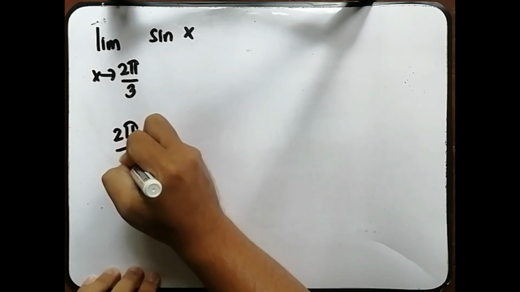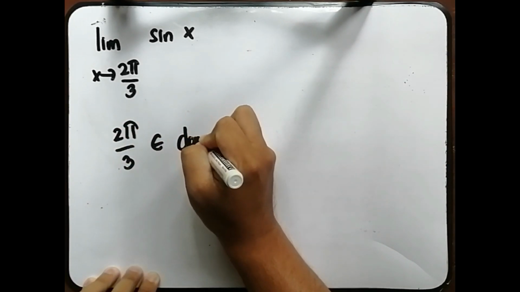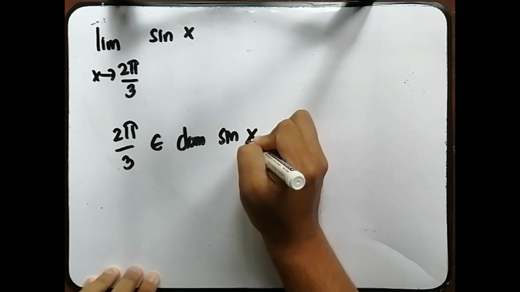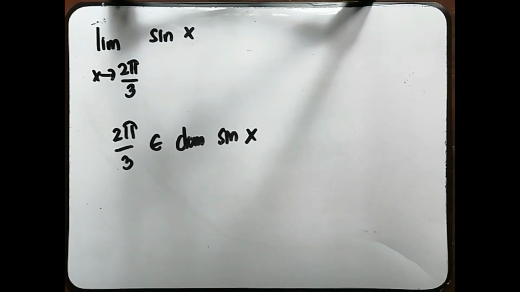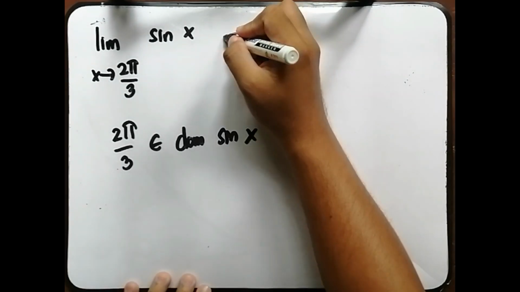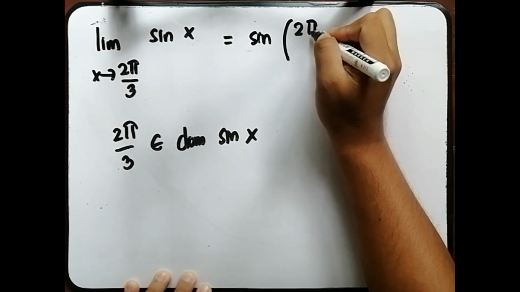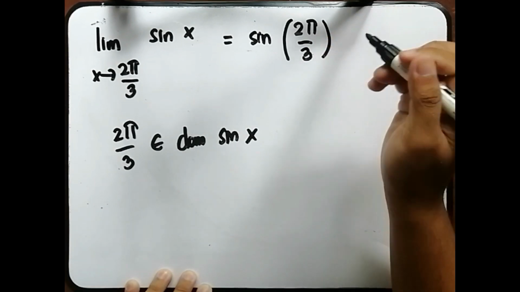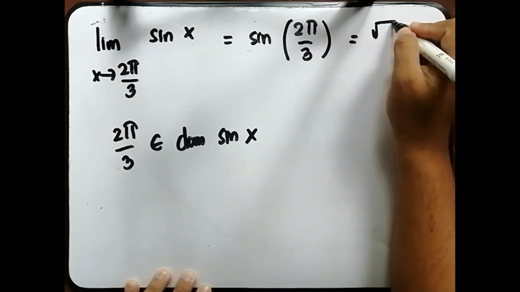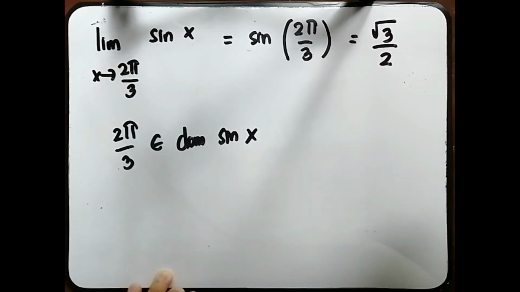So let's consider this example. We evaluate the limit of sine x as x approaches 2 pi over 3. Since 2 pi over 3 is an element of the domain of sine x, then we can substitute right away. Okay? So this is now equal to sine of 2 pi over 3, or that is equal now to square root of 3 over 2.